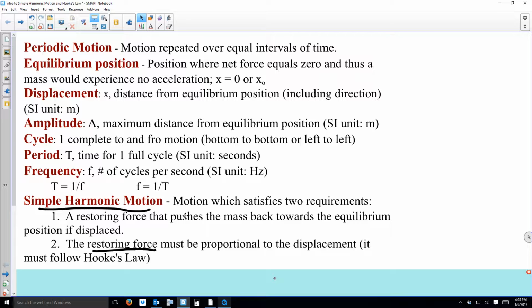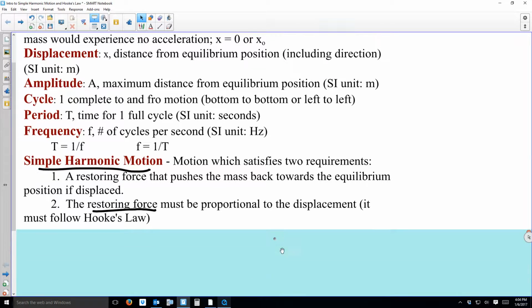And secondly, that restoring force has to be proportional to how much it's been stretched from that equilibrium position. The farther you try to stretch a spring, the larger the force trying to restore it is. If you take a slinky and you stretch it out, at first it's pretty easy, but as you get farther and farther out, it gets harder and harder to keep stretching that object. The restoring force becomes larger and larger, and that's what's called Hooke's law, and we'll see that in the second half of this video.